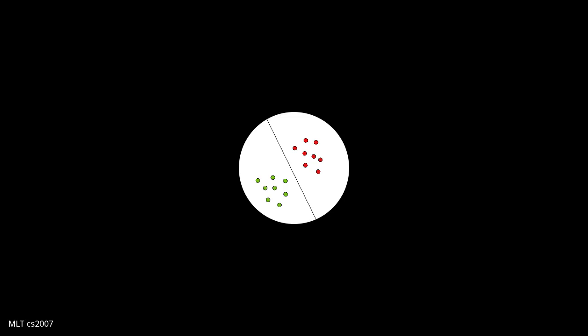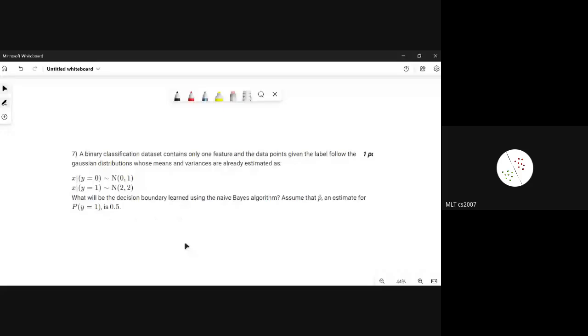This is the example from the practice assignment, where it is asking for the decision boundary. You have been given that the data points are one-dimensional, coming from a one-dimensional space. So x is your feature; you have only one feature. x given y equal to 0 follows Normal(0, 1), and x given y equal to 1 follows a normal distribution with mean 2 and variance 2.